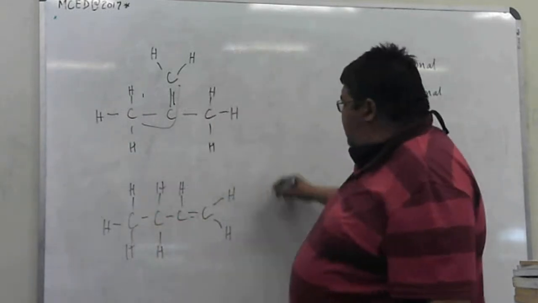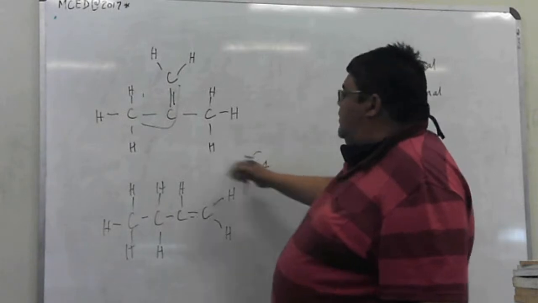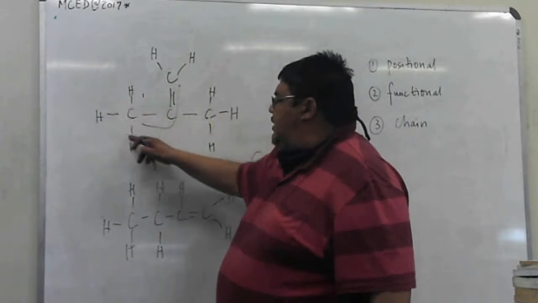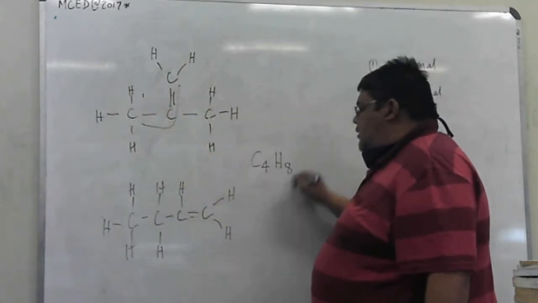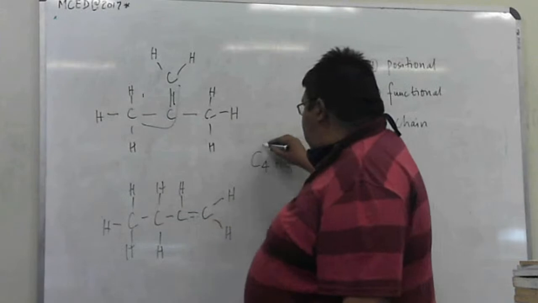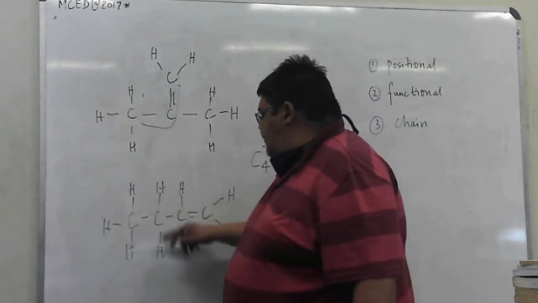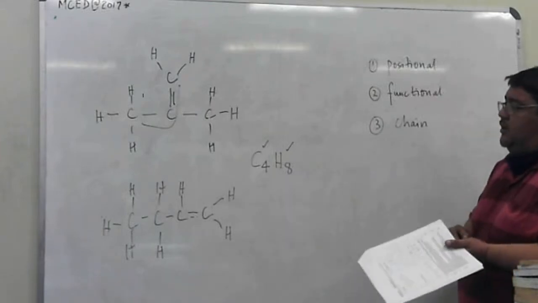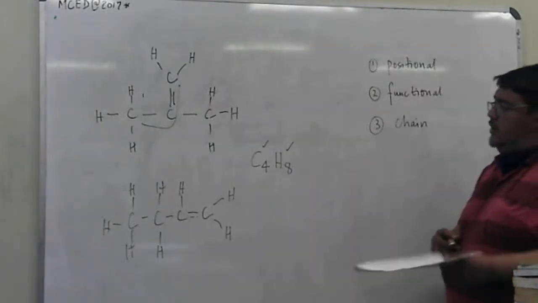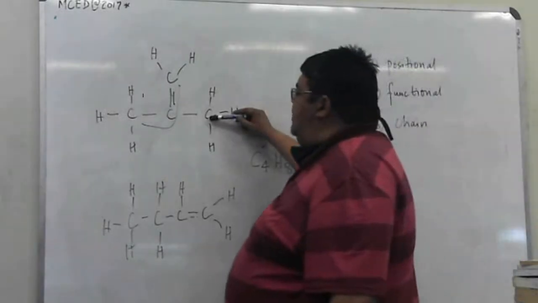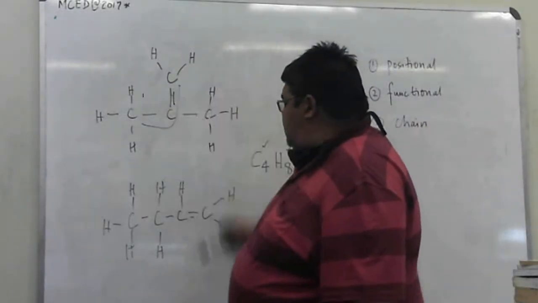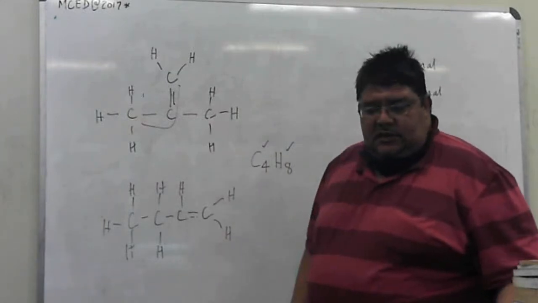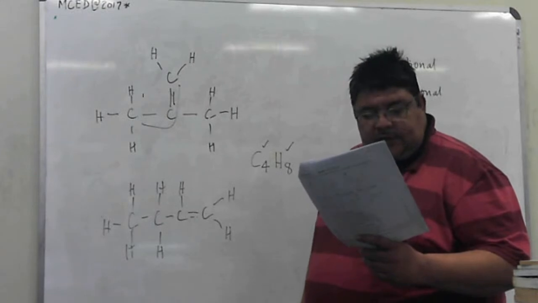Let's double check and count. C4: 1, 2, 3, 4. H: 1, 2, 3, 4, 5, 6, 7, 8, H8. Double check, 1, 2, 3, 4, that's sorted. 1, 2, 3, 4, 5, 6, 7, 8, that's sorted. That is a chain isomer. This is 2-methylpropene, and this is but-1-ene, chain isomers. Right.